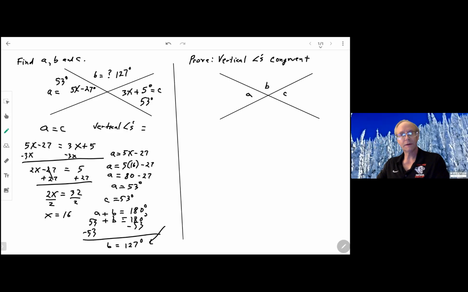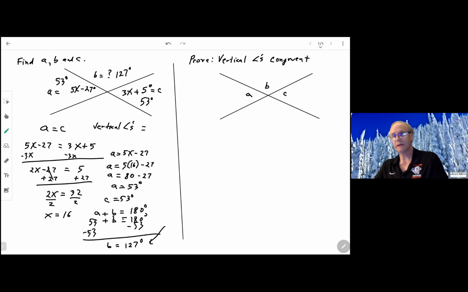On the right here, when we do the proof, you have to start out by knowing where you're going and where you're going to end up. What we want to end up with is A is equal to C. Well, here's how we can do that. And this requires a little bit of thinking ahead of time.